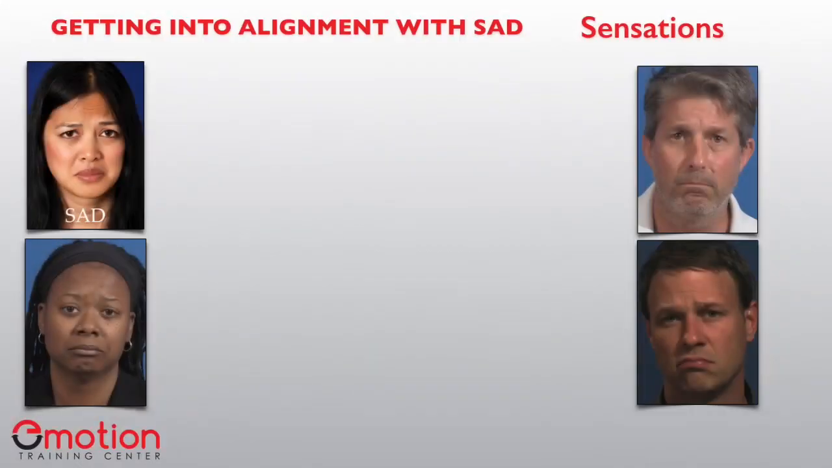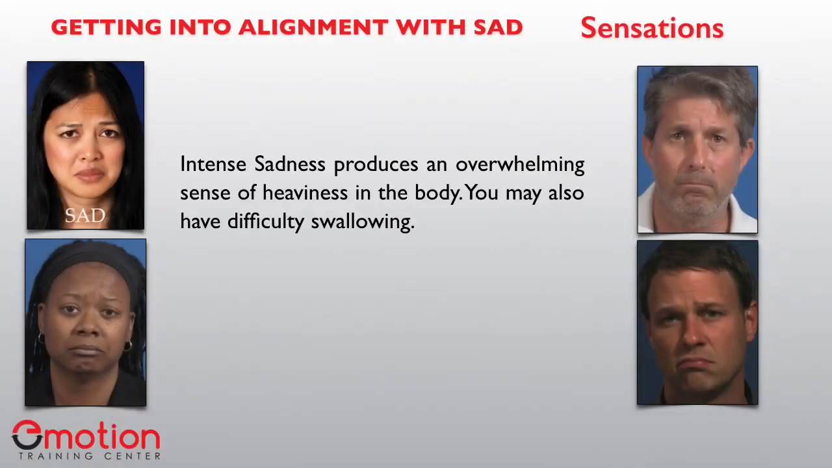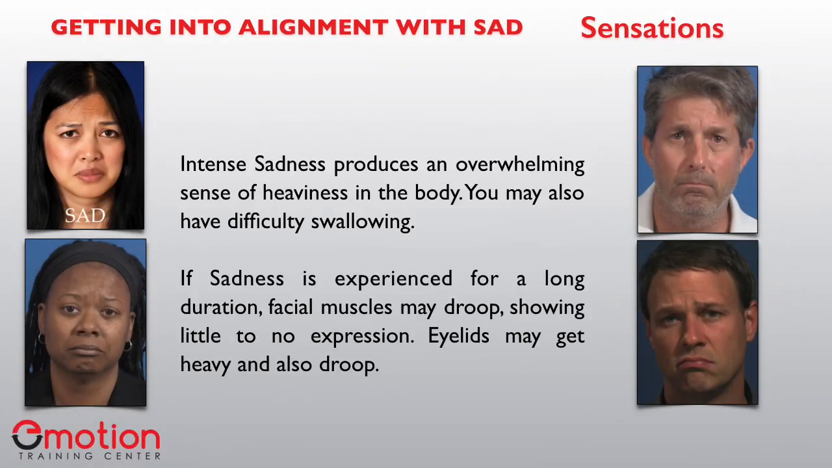Now let's take a look at the sensations for sadness. Intense sadness produces an overwhelming sense of heaviness in the body. You may also have difficulty swallowing. Now, if the sadness is experienced for a long duration, facial muscles may tend to droop, showing little to no expression. You still may see the heavy or the drooping eyelids.